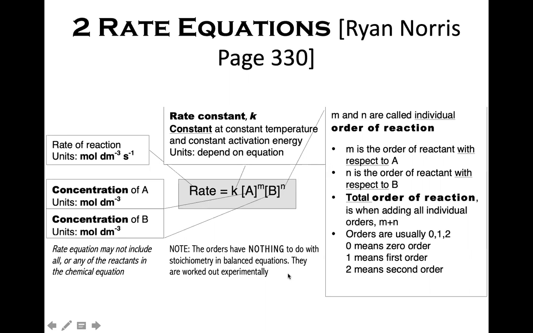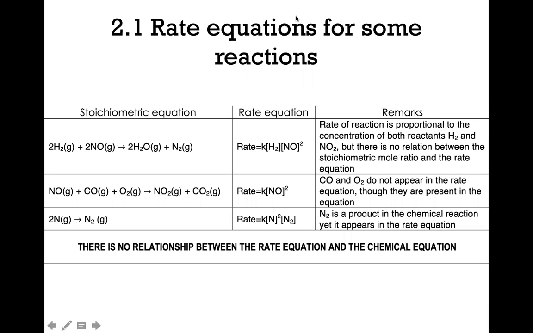I've already repeated this a couple of times. Don't forget, I've mentioned the units of concentration. The units of rate will be mole per dm cube per second, or per minute, or per hour, depending on the question. Okay, moving on. This is just an example of rate equations for some reactions. You don't have to memorize them. I just put them in your notes as examples.